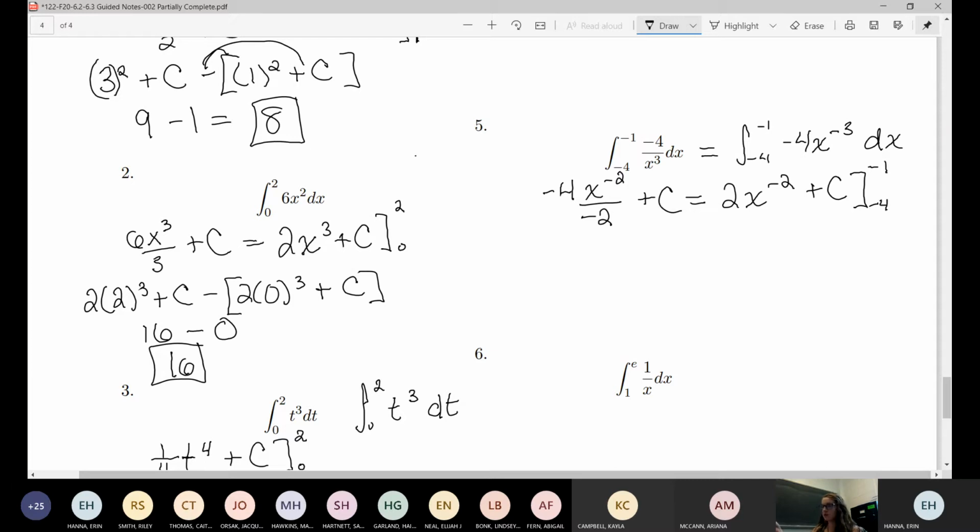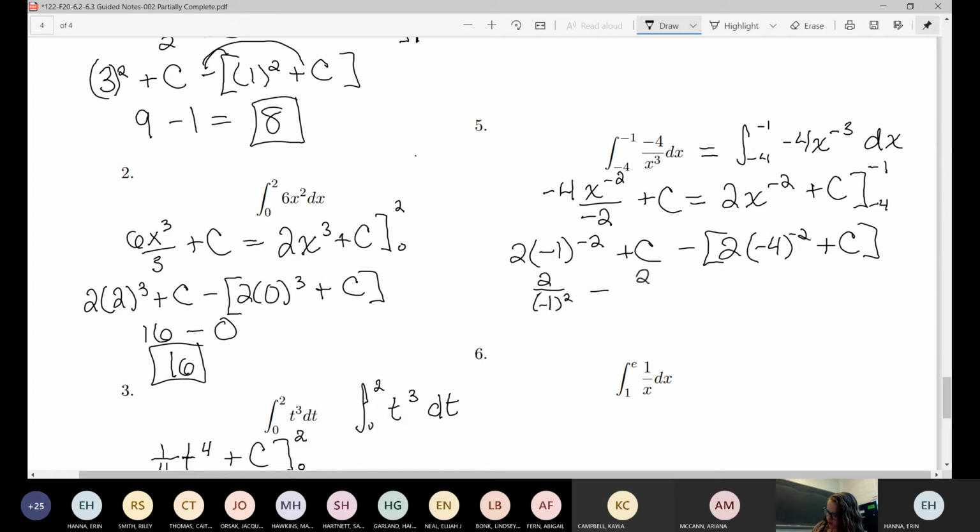One screen's lagging. There we go. So we plug in the top bound first. It's always the top bound minus the bottom bound. So we have 2 times negative 1 to the negative second plus c, minus 2 times negative 4 to the negative second plus c. Because we're going for the exact answer here, I would suggest changing these over to fractions again and trying to do it more in your head than in your calculator. Or you can do it in your calculator. You just need to be slightly careful that it's not giving you a fraction, or if it is, that you're changing it back.